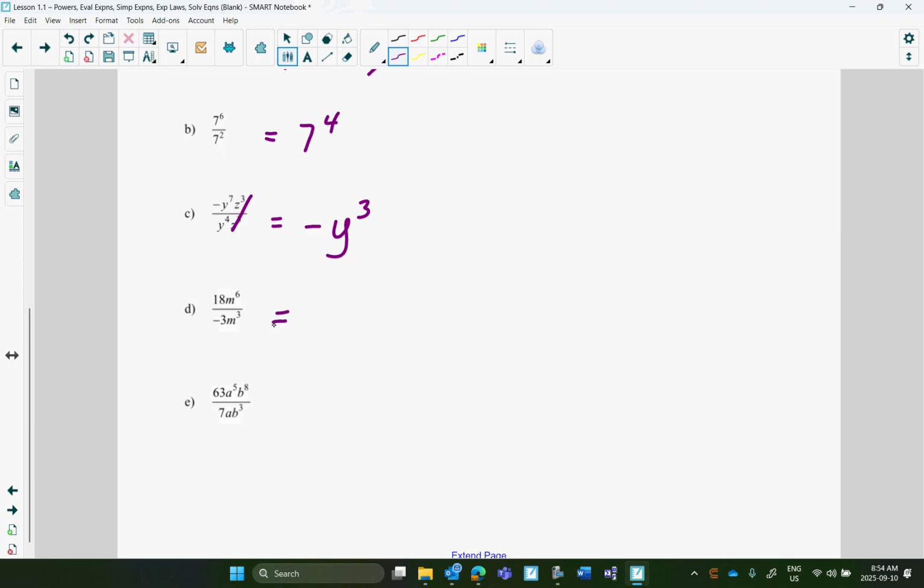Here, we got numbers in front. So remember, divide the numbers in front, then do the exponent law. So 18 divided by negative 3 is negative 6, and now do the exponent law: m to the third. Because the 18 and -3, they're not bases. They're not exponents.